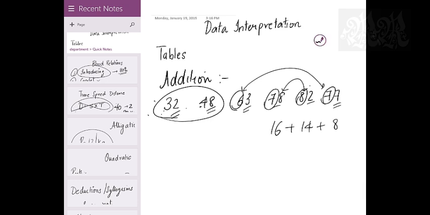Now I have 8 plus 16 plus 14. 16 and 14 is 30, 30 and 8 is 38, so 380 is the answer. This is the addition of all these numbers. Okay? So I'll repeat this.